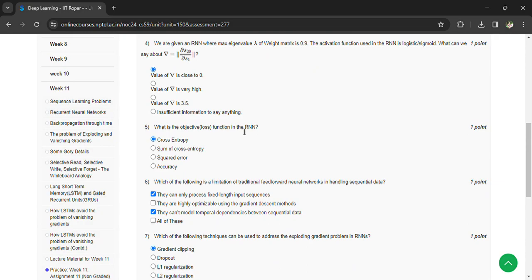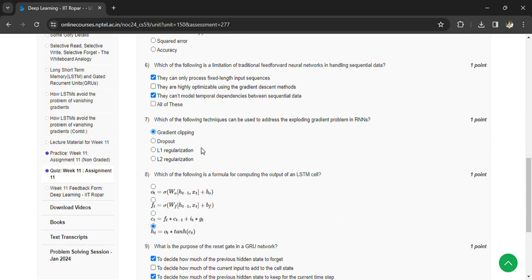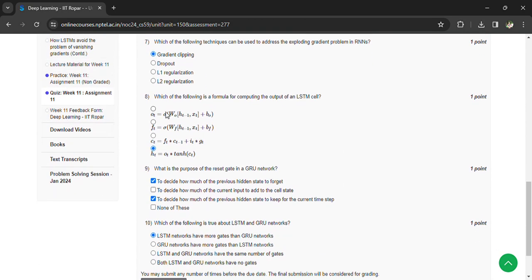What is the objective loss function in RNN? Cross entropy. Which of the following is a limitation of traditional feedforward neural networks in handling sequence data? They can only process fixed length input sequences. They cannot model temporal dependencies between sequential data. Which of the following technique can be used to address the exploding gradient problem in RNNs? Gradient clipping.